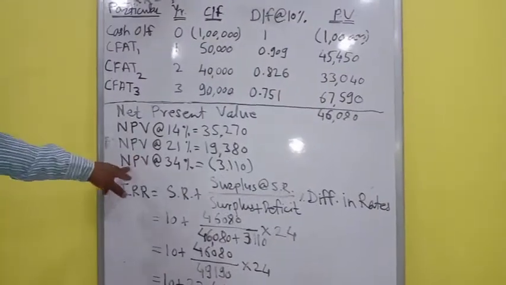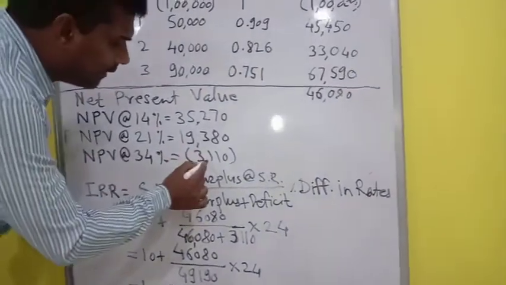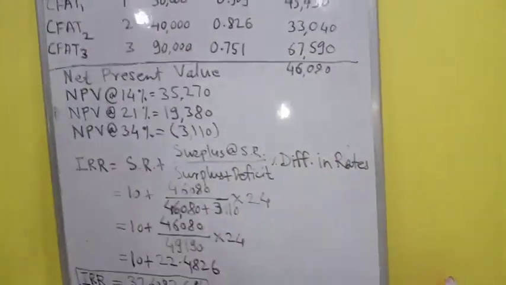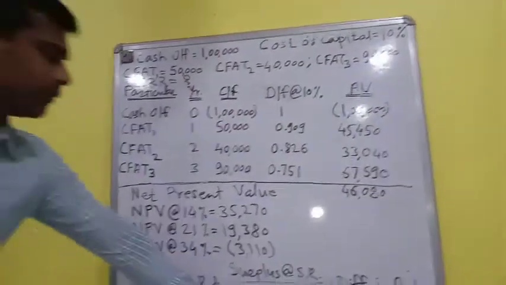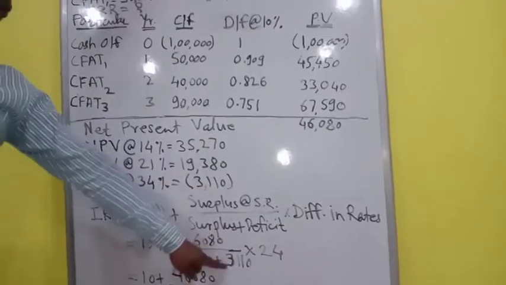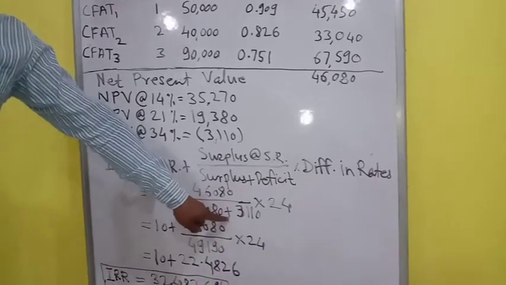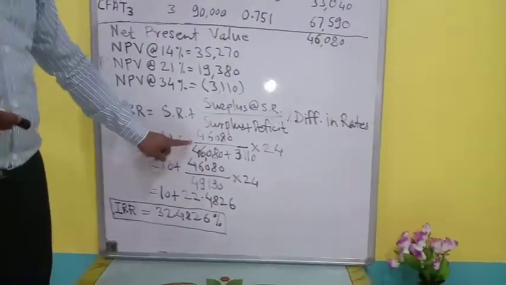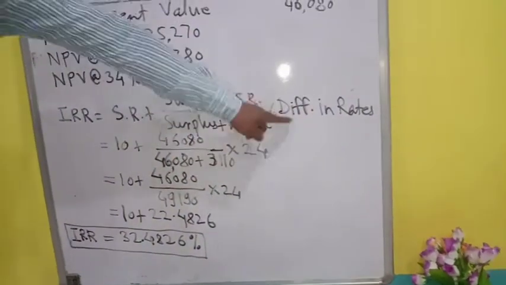The negative NPV was at 34%, and the negative NPV was 3,110. So I have taken this value 3,110. Here friends, you have to remember one thing: whenever you take the 3,110 value, although it is negative, every time you are going to add it in this figure. So you will not write it as negative here, rather you will write it as positive. Now 46,080 divided by 46,080 plus 3,110, multiplied by difference in rate.